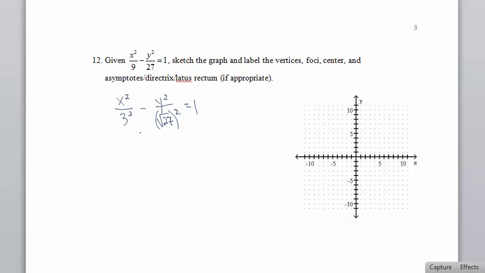So once I write it like this, the reason I write it like this is because I can see that my vertices then are plus or minus 3 comma 0. See, I know it's going to cross the x-axis because the x is positive. But what we like to do is really draw our representative box, the box that helps us shape the hyperbola. So I know it crosses the x-axis, the actual vertices are plus or minus 3. So that's here. The box is going to start off that direction.